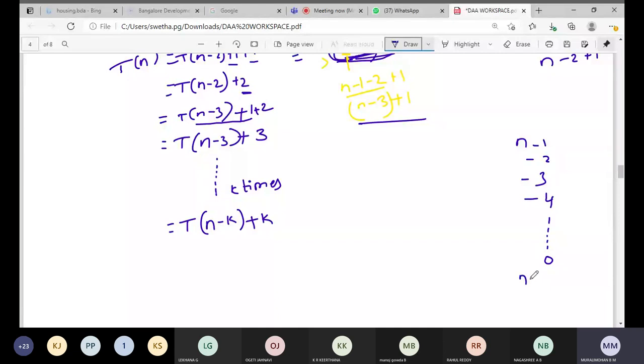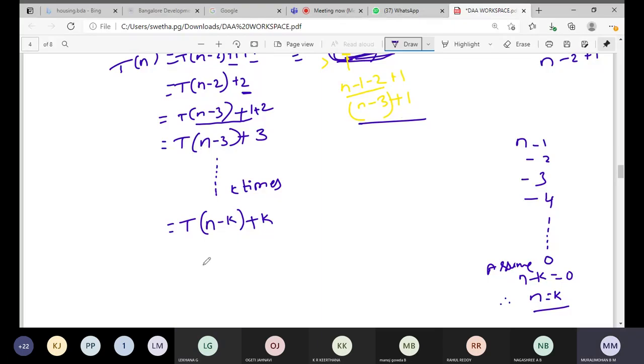So let us assume n minus k is equal to 0. So if I assume n minus k is equal to 0, then n will be equal to k. Is there any doubt how we got this one? Kindly respond, please. No, sir.